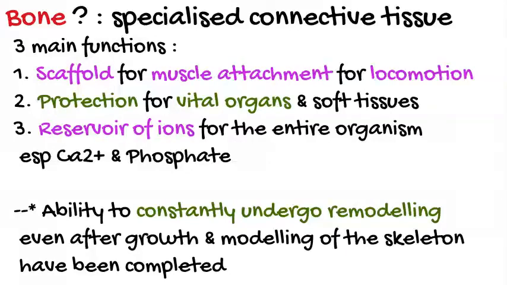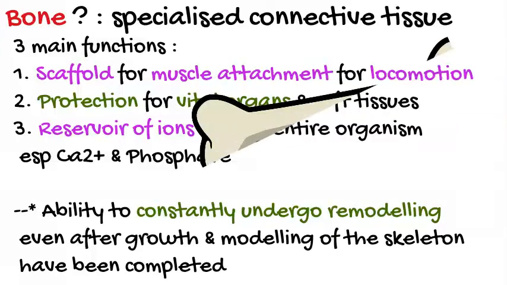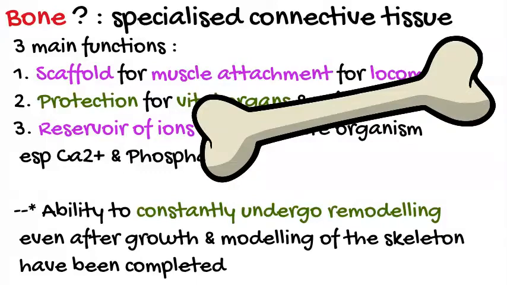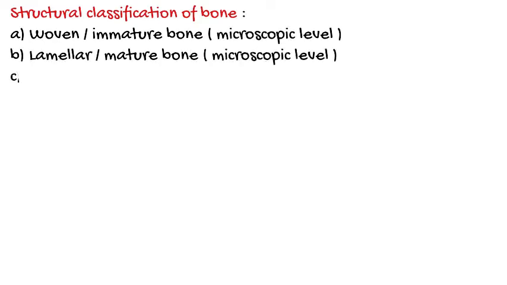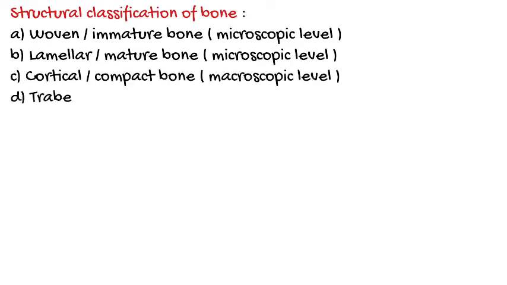One of the most unique and important properties of the bone is its ability to constantly undergo remodeling, even after growth and modeling of the skeleton have been completed. What is the microscopic structural classification of the bone? It involves A. the woven or immature bone and B. the lamellar or mature bone.